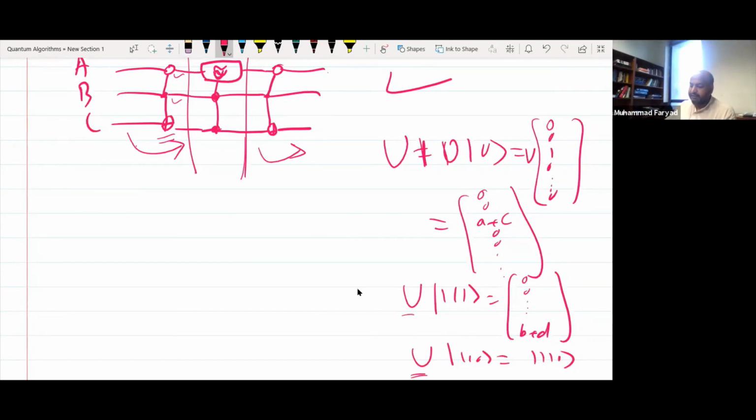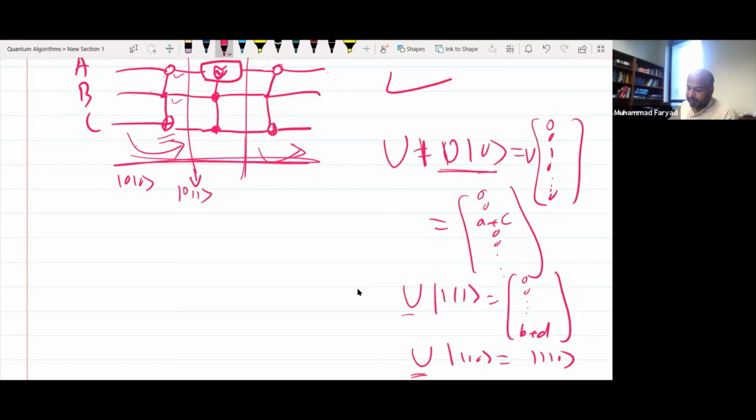And let's see if this implementation really implements this unitary or not. To do that, let me start with, let's say, this state 0 1 0. So if this is 0 1 0, over here, after this one, this is 0, this is 1. So this will be changed. Because this is 0, this is 1, this control AB will be impacted and I will get 0, 1, 1.